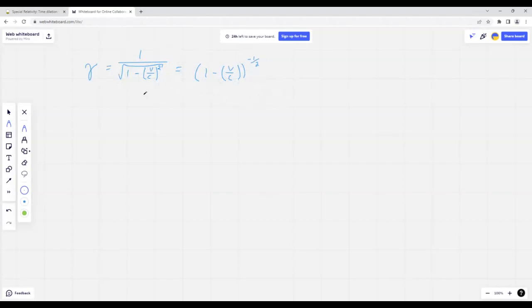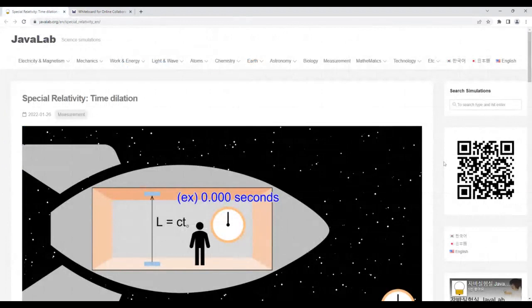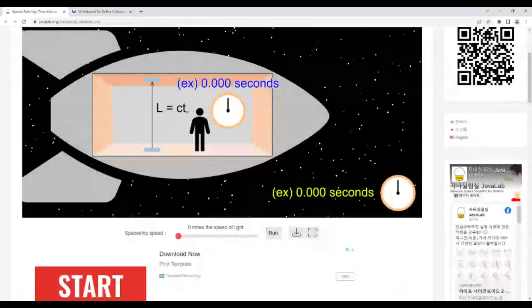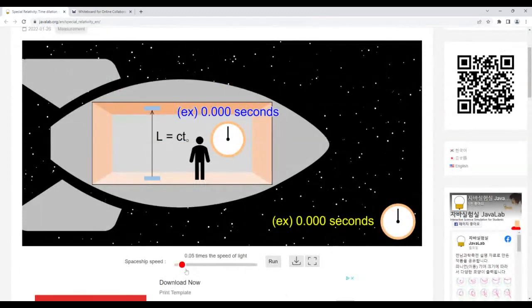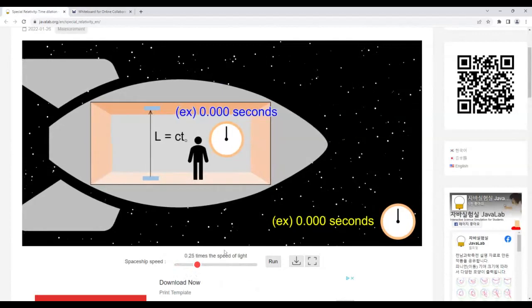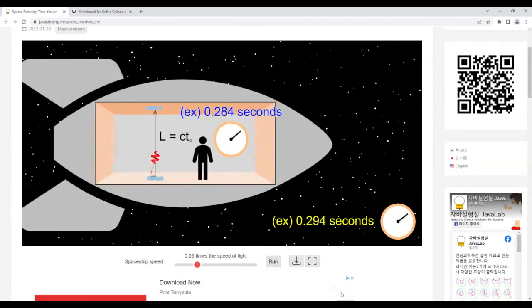The nice thing about this simulation and what we need for the first few questions is that we can actually just dial in a speed and then run the simulation and then see how the time has changed. So for the first part, we want to have 1/4 of the speed of light. So we can move this along to 0.25, which is obviously the same thing as 1/4, and then run it.